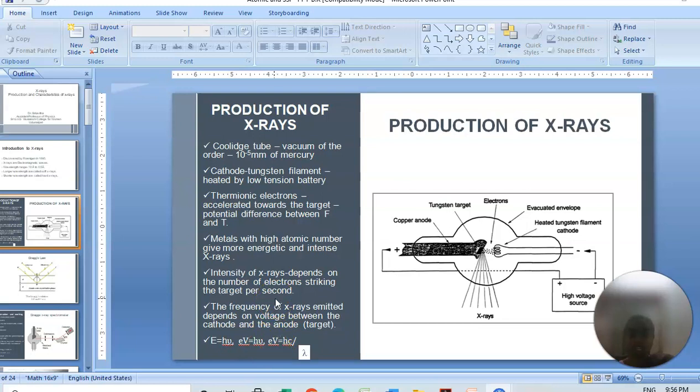Thank you, students. Today we have seen what X-rays are and how they can be produced. In the next class, we can see about the Bragg's X-ray spectrometer, where we will use Bragg's law, and then we can see about the characteristics of the X-ray spectrum. Thank you, students.